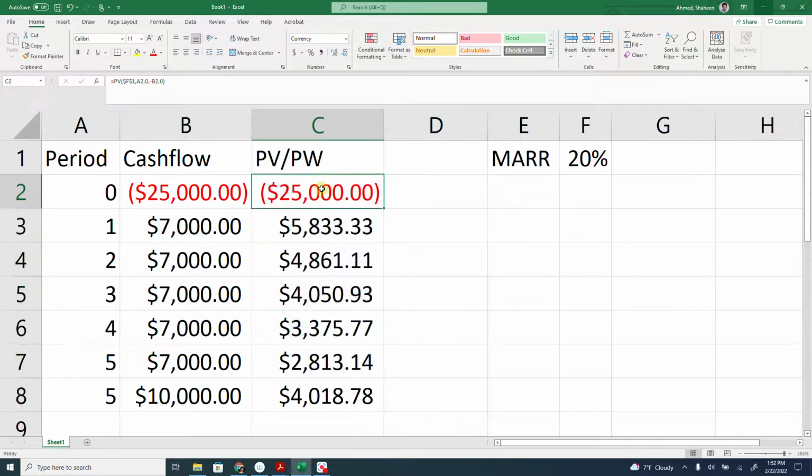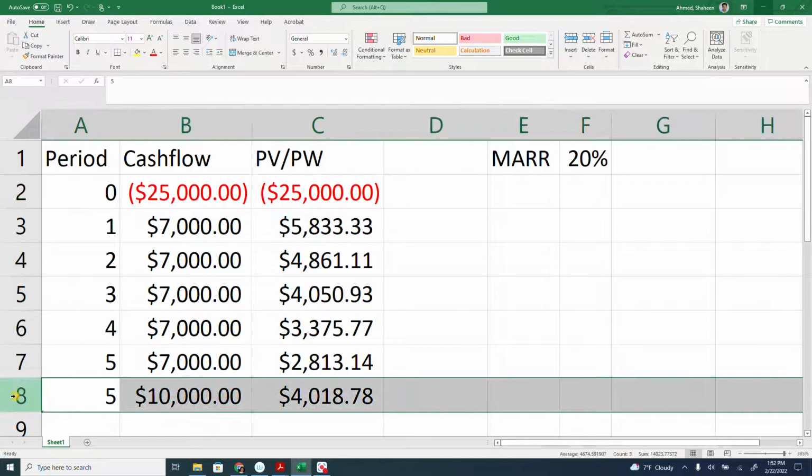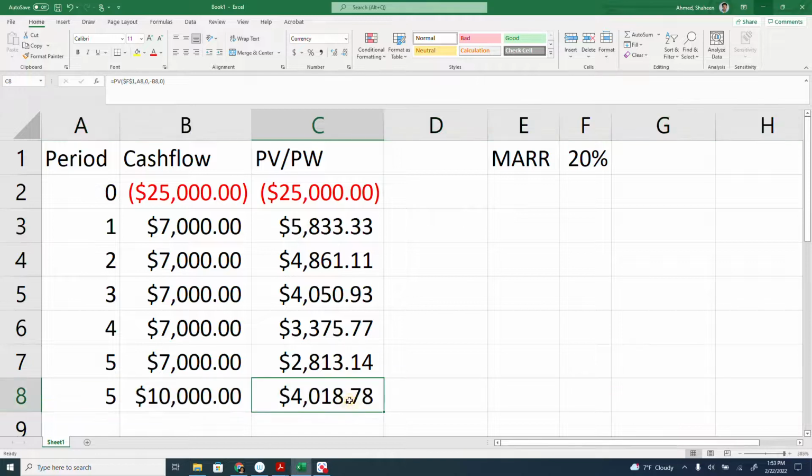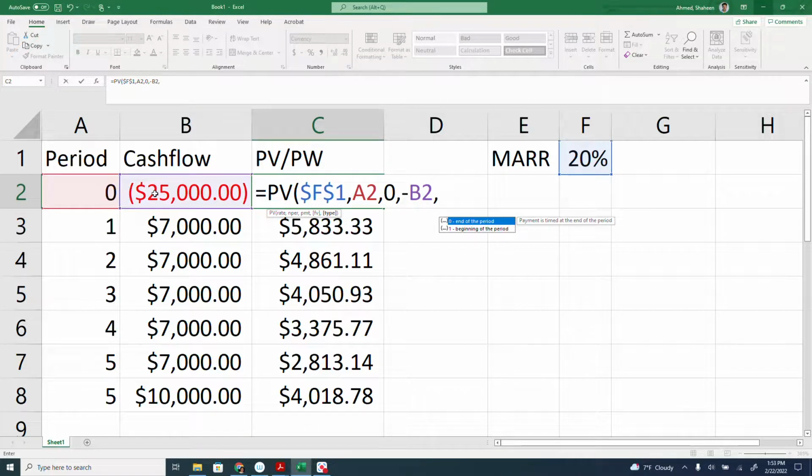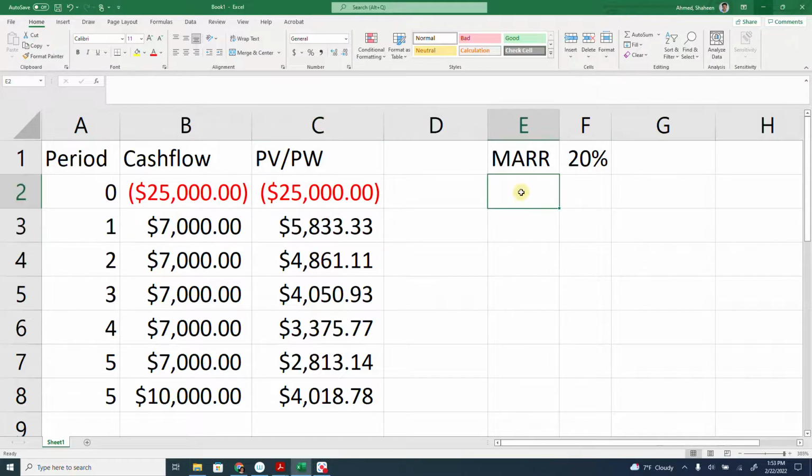Usually you type the formula here, but I thought it would be easier to explain this one. You're getting this money, $10,000, after 5 years, and you're bringing that to year 0. That's why I wrote the formula here. But when you're taking an exam, just type this formula right here, like PV, and then the rate here, and freeze that, comma, number of compounding periods is basically nothing, 0 here, and it should give you the exact same $25,000 that you're investing.